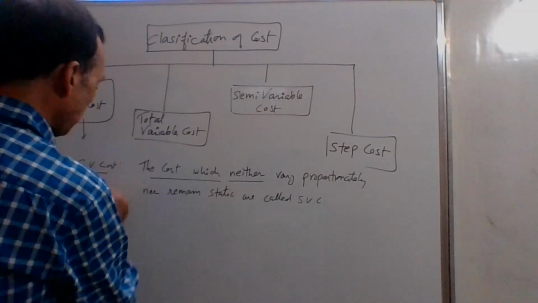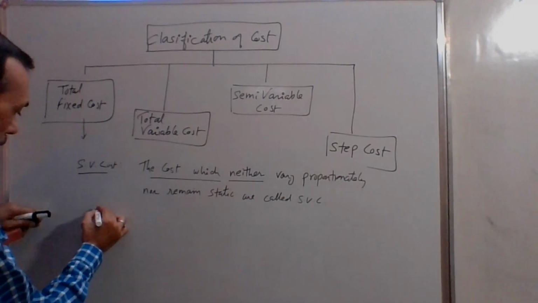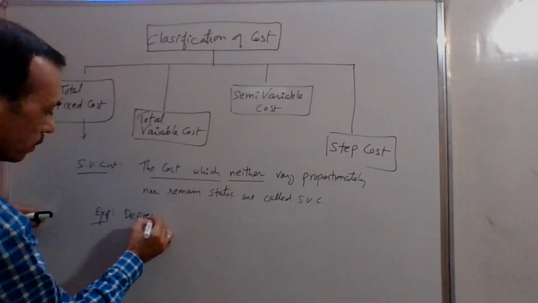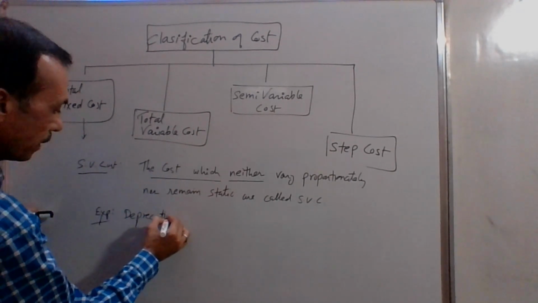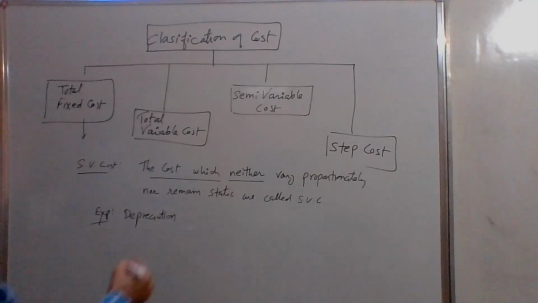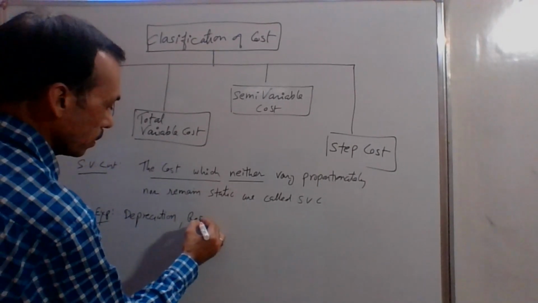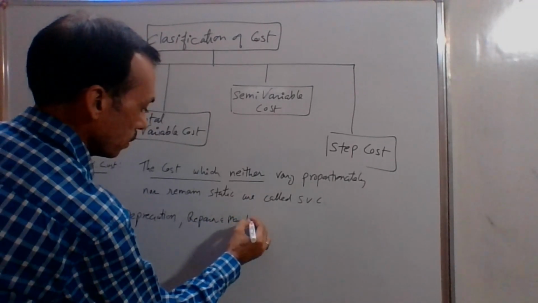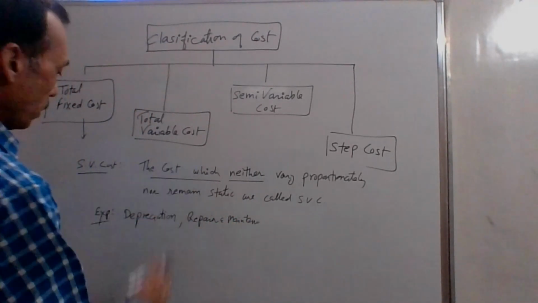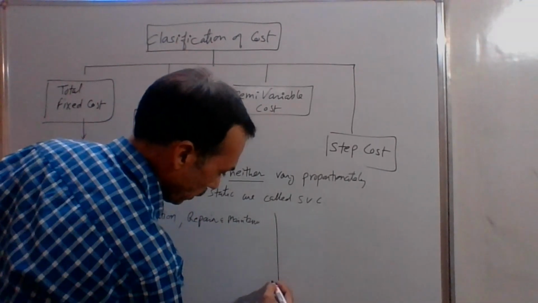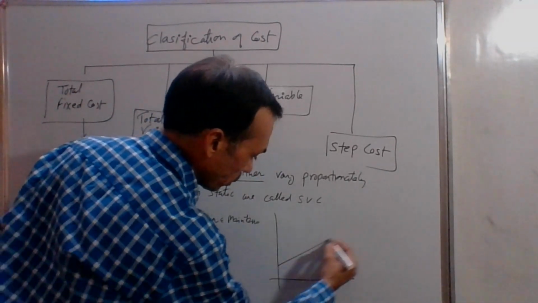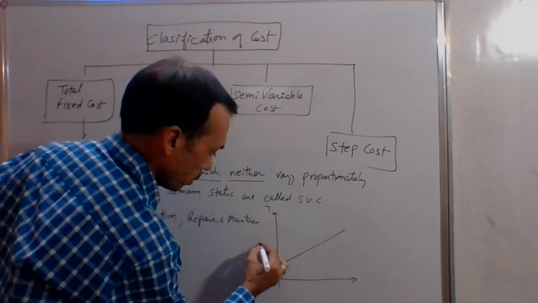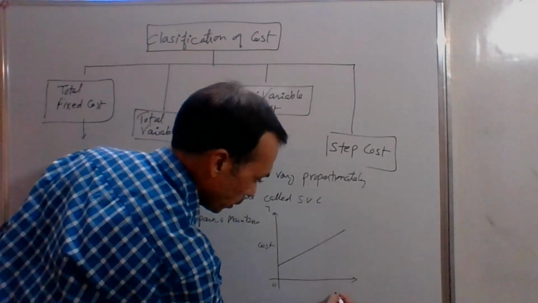Examples of semi-variable cost are depreciation on machinery, repair and maintenance, etc. Diagrammatically, we draw the semi-variable cost like this. On the y-axis, we take the cost, and the x-axis is output.